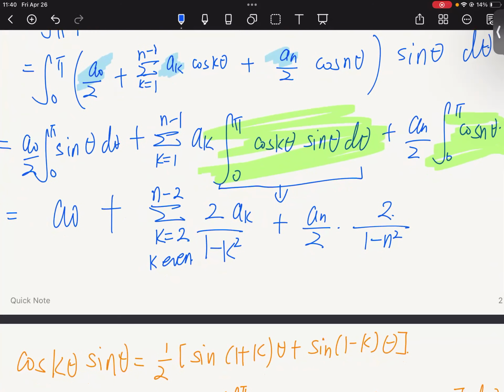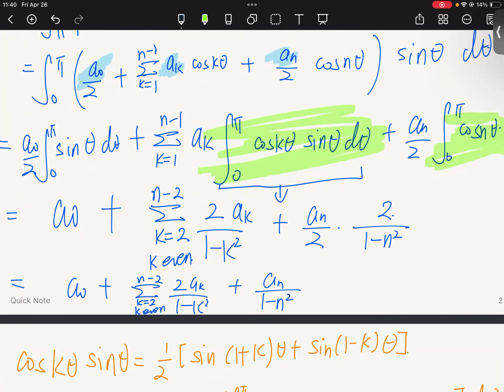And this is the result from the integration. So I'm going to do some conclusion here. It's just that k equals 2, k is the even number up to n minus 2, and then 2a_k over 1 minus k squared, and then plus a_n over 1 minus n squared.